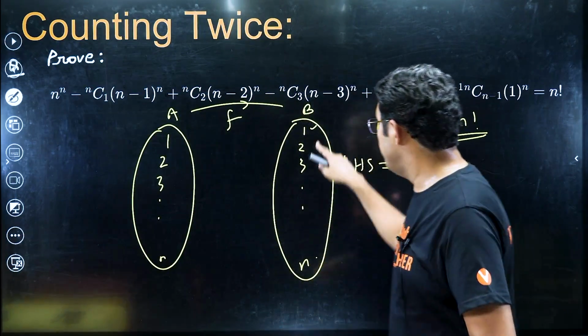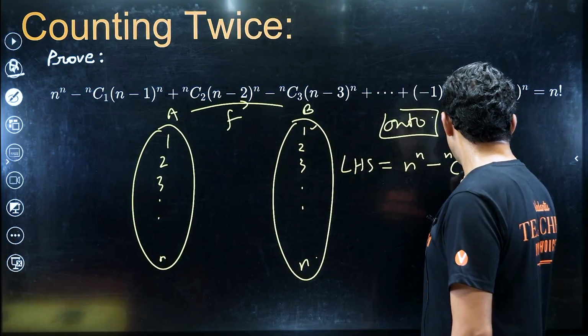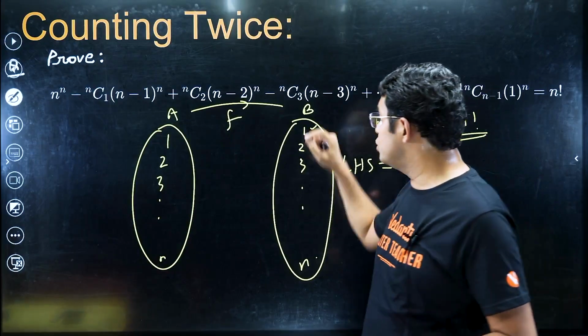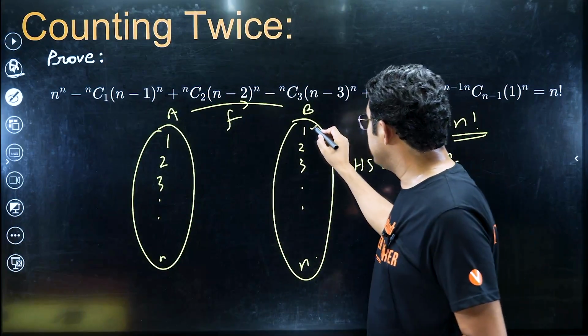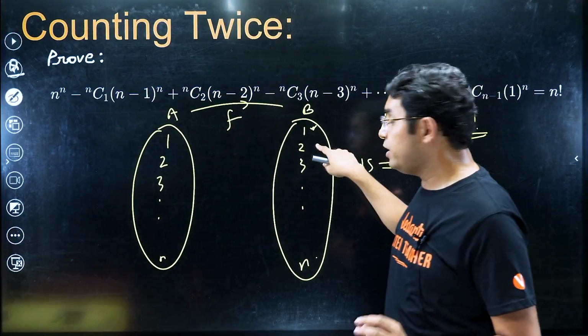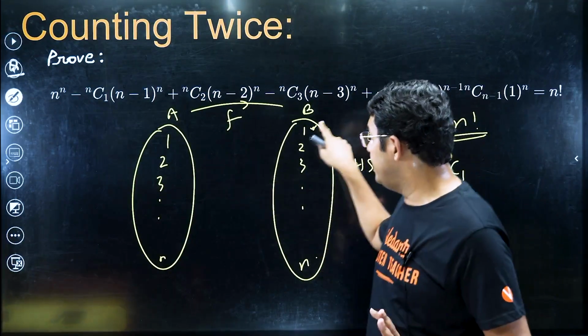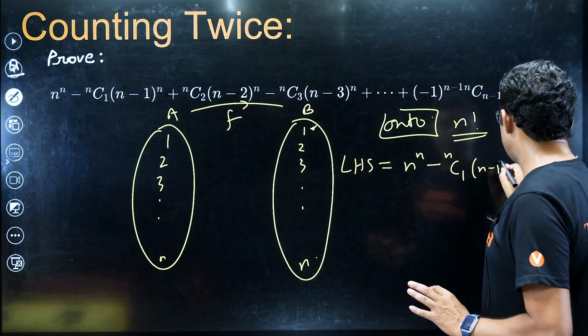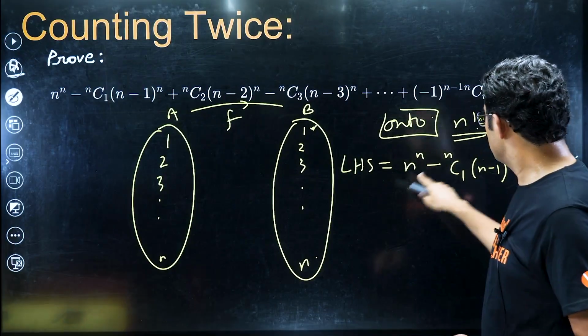Which element is left out? Maybe 1 is left out, or 2 is left out, or 3 is left out. So nC1 ways to choose that element which is left out. Now after, let us say 1 is left out, this 1 will have n minus 1 choices, 2 will have n minus 1 choices. So everyone will have n minus 1 choices, n times. Okay, so that we have subtracted.